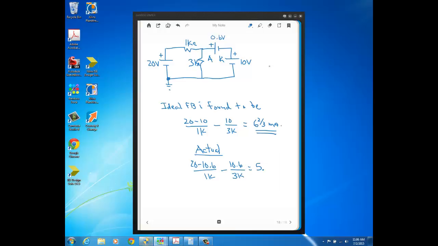If you work out these numbers, you'll see that the actual forward bias current comes out to 5.86 milliamps. So again, the actual forward bias current is less than the ideal case.